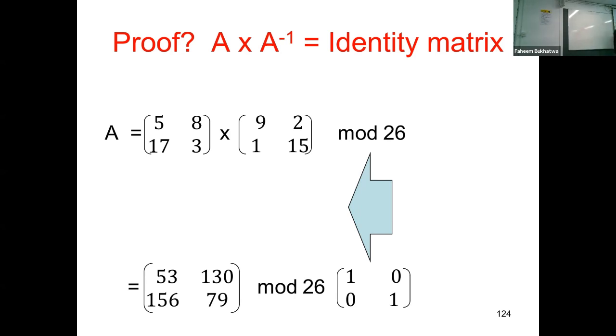And then mod them by 26, mod this by 26. So the 53 modded by 26 is 26, 26 is 52, and 1 remains, so that's the remainder. And 130 modded by 26 is 5 times, and the remainder is 0. And that's it. We got the identity matrix. And that means at least we have the exact inverse. So these two are the inverse of one another.